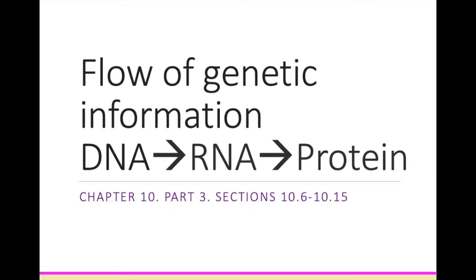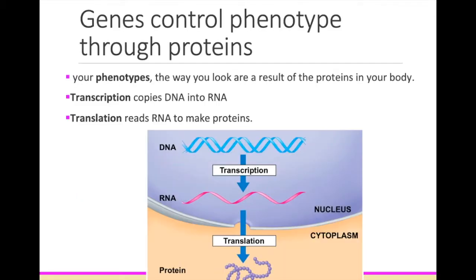Now we're going to look at how the genetic code, our DNA, is used to code for proteins, which are the functional units in our body. Genes control these phenotypes through proteins, right? So we've looked at genotypes and phenotypes. The genes are your DNA, and the phenotypes are a result of proteins.